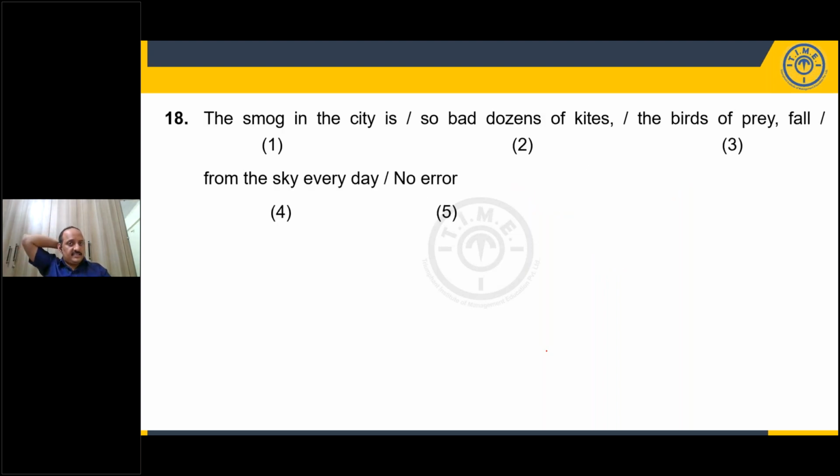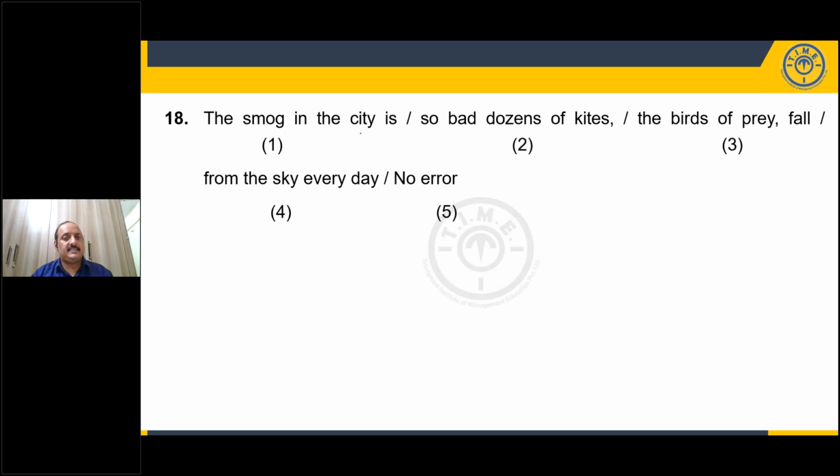The smog in the city is so bad, dozens of kites, the birds of prey, fall from the sky every day. Here by kite, we mean the eagle kind of kite, the bird that we are talking about, but not the flying kite. We're talking about the bird kite. Smog is, of course, smoke plus fog. So the pollution is so bad that dozens of birds are falling from the sky every day. So let's check each part.